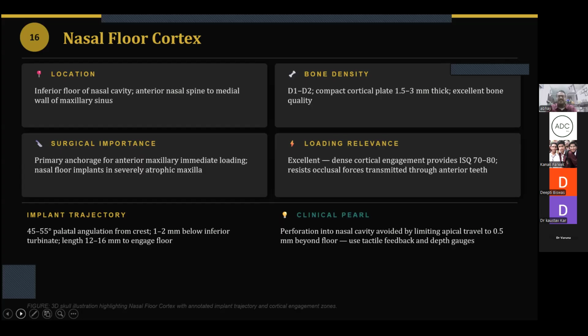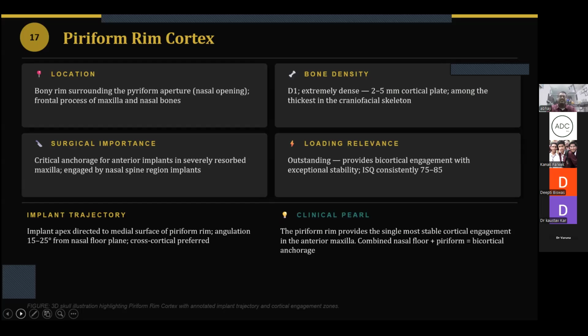This gives excellent dense cortical engagement, and it would provide you with 70 or maybe more than 80, 85, 90. I've seen, I've got more than 100 ISQ, the NCM torque in this region as well. Second is the piriform rim. This is in the piriform area, the canine fossa area. This is highly corticalized. You can engage your implant here as well.